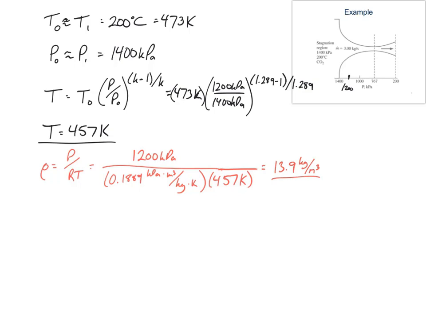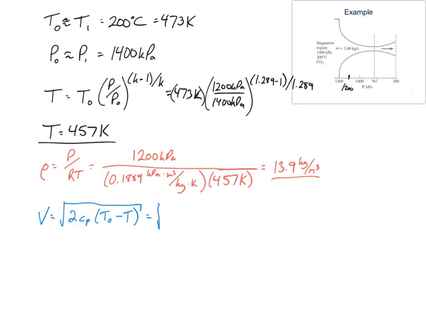Now that we have the density, let's do the velocity. For velocity, V is equal to the square root of 2 Cp times (T naught, the stagnation temperature, minus the temperature at the state we're looking at). This equation wasn't on the first page of the handout in this format. It's just a rearrangement of the first equation we had for temperature, solved for velocity.